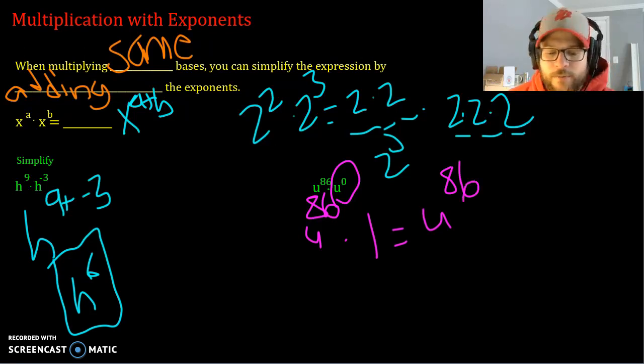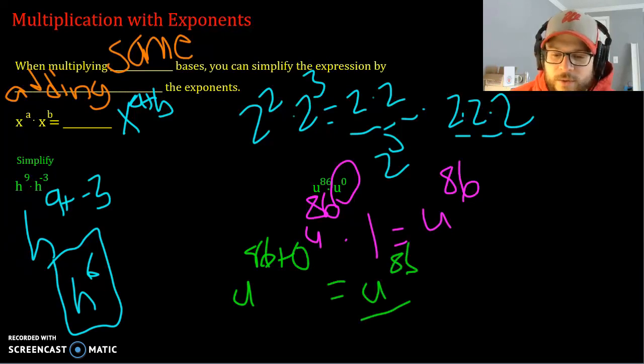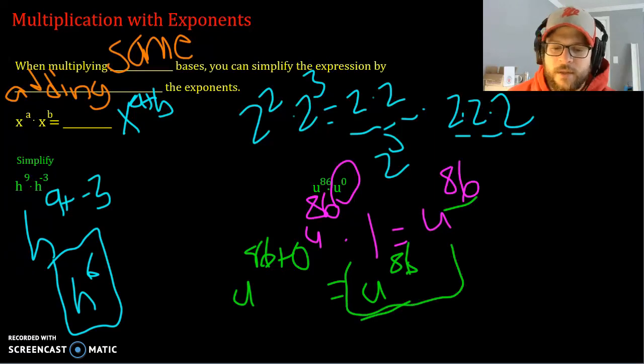Our multiplication property also works to simplify this. U to the 86th has the same base as u to the 0, so you just add 86 plus 0, and you end up with 86. So those two methods give you the exact same solution. It does not matter what property you use, it's going to be the exact same thing.